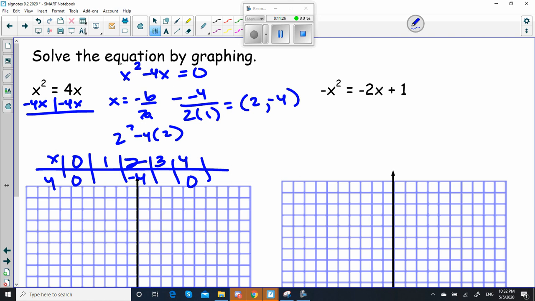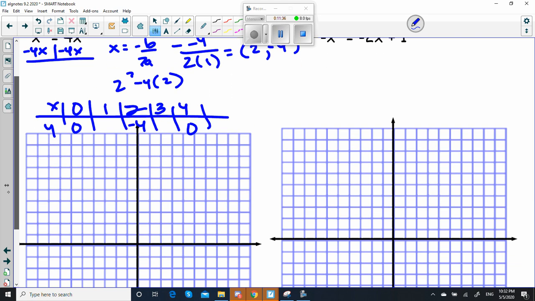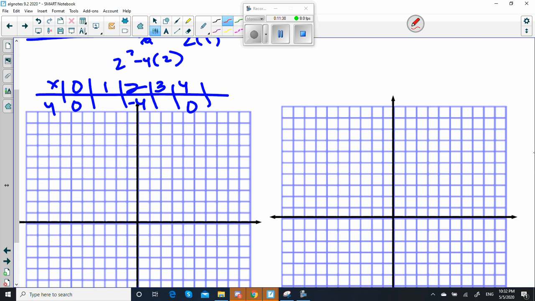I can tell since there's no c, if I plug these in, there would be 0 minus 0, and then there's no c, so it's 0. So I could find 1 and 3, but I really don't need to. I already have it graphed with the 3 points. So 0, 0, 2, negative 4, and 4, 0. So there's my picture. And my 2 solutions are 0 and 4.